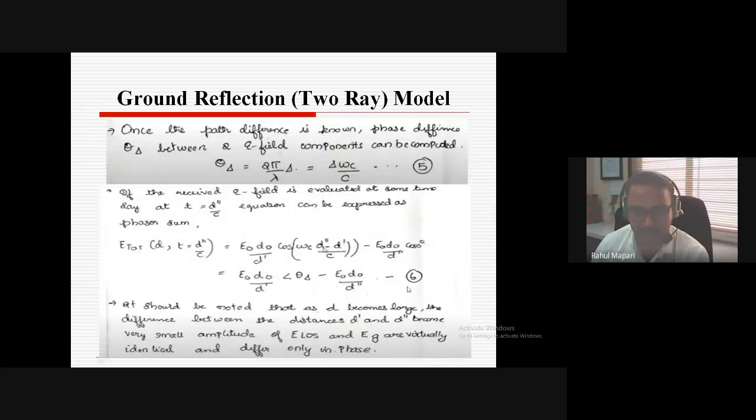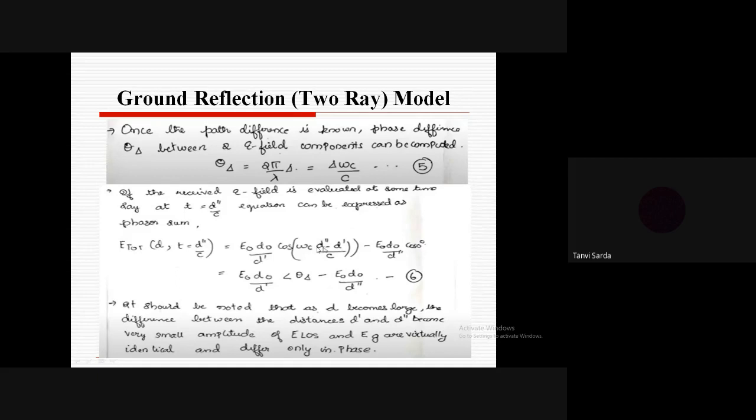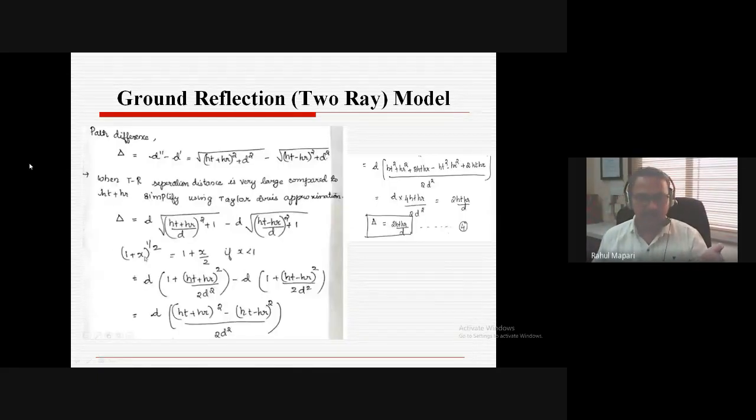So here is the equation: E0 D0 by D dash cos of omega C (D double dash minus D dash) upon C, minus E0 D0 by D double dash cos of 0. And we know that cos of 0 is equal to 1. And here, what is D double dash minus D dash? Path difference. Yes, it is nothing but the path difference. Delta is equal to D double dash minus D dash.